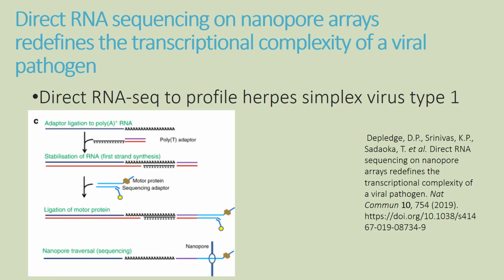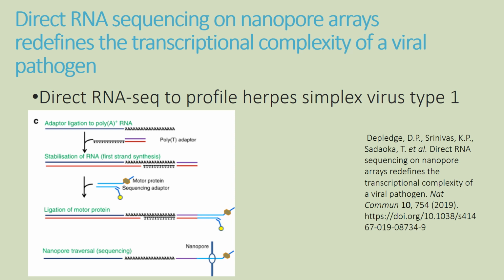So this is a study that the last figure came from. This paper is "Direct RNA sequencing on nanopore arrays redefines the transcriptional complexities of a viral pathogen." In this paper, the authors used direct RNA sequencing to profile the herpes simplex virus type 1 transcriptome during productive infection of primary cells. And this figure shows a good example of the methodology and approach in a real study.